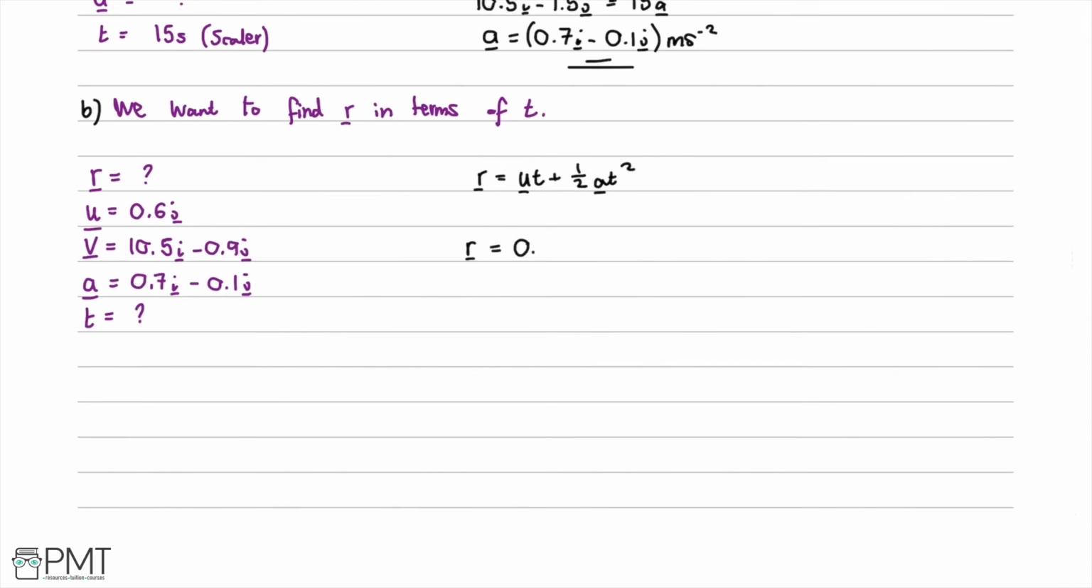So we have 0.6j multiplied by t, then we add 1/2 of our acceleration, which is 0.7i minus 0.1j, and we multiply that by t squared, and therefore we've completed the question as we have an expression for r which is in terms of t.